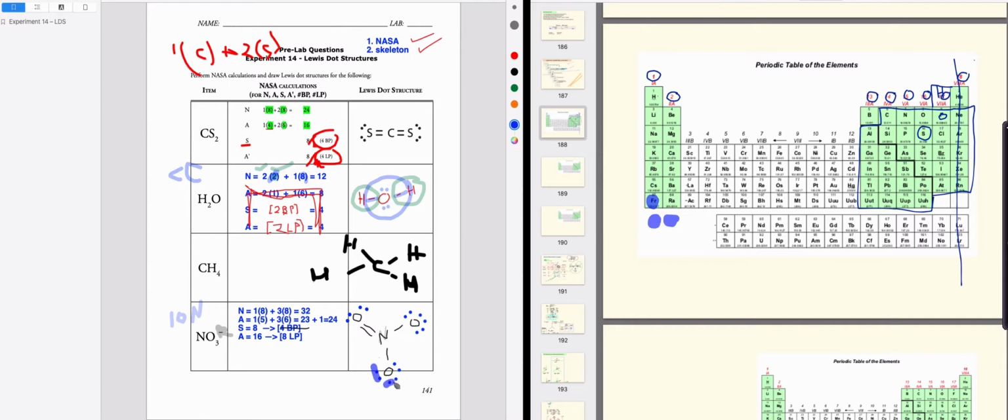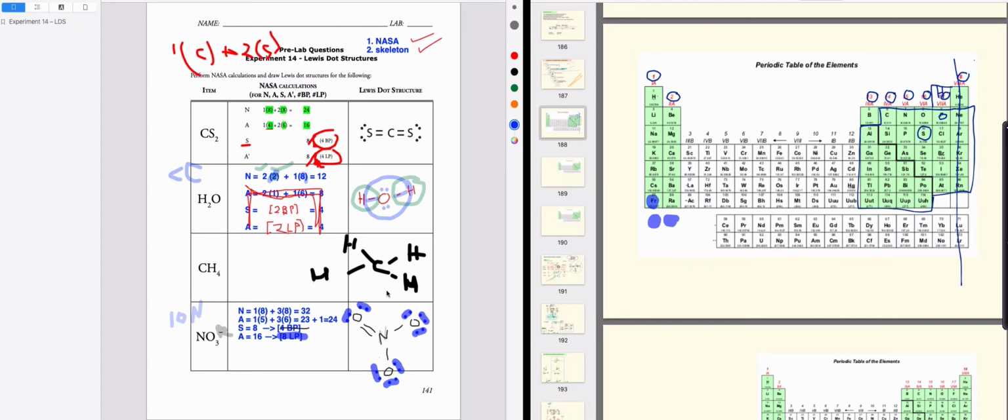1, 2, 3 pairs. 4, 5, 6, 7, 8. I go around the outside and make sure all that's met, and then I see if there's any left over. I placed 8 lone pairs, and that's all I had was 8, so I'm not going to dump anything on the central atom. Nothing. Nada. So there we go. So I now have this done.